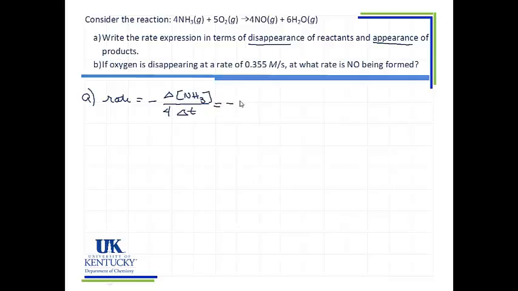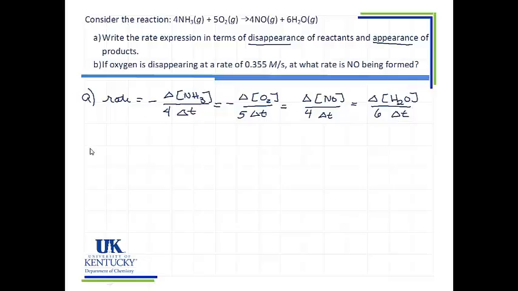So, since oxygen is also a reactant, we will do a minus sign, change in concentration of O2 with respect to time, without forgetting to put in the 5 in the denominator. For the products, we do not need the negative sign, but we still need the coefficient, so we will divide by 4 delta T. And for water, it would be the change in concentration of H2O divided by 6 delta T. So I could monitor any one of those substances and determine the rate of the reaction.